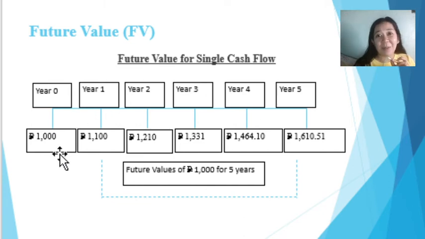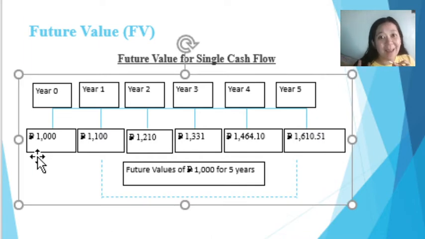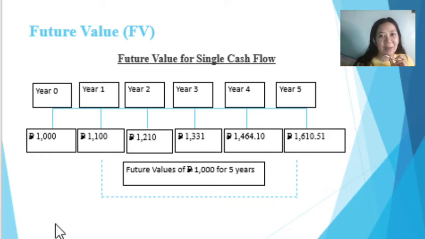This is the concept of time value of money: you have to have the money now so that you can invest it and earn 10% for 5 years. For example, if you did not have 1,000 now and did not place it in this investment, there is no interest or benefit that you will receive. So that is the concept again of time value of money. These are the future values of 1,000 for the next 5 years.